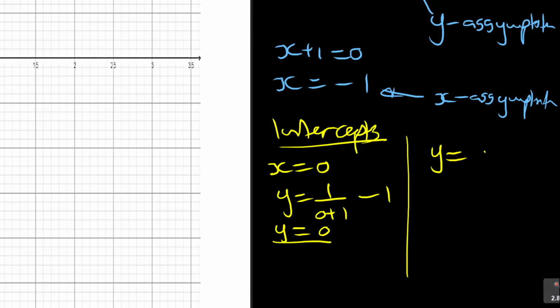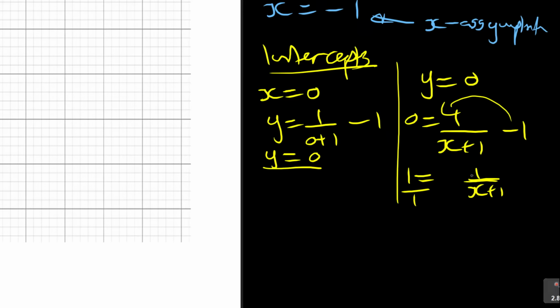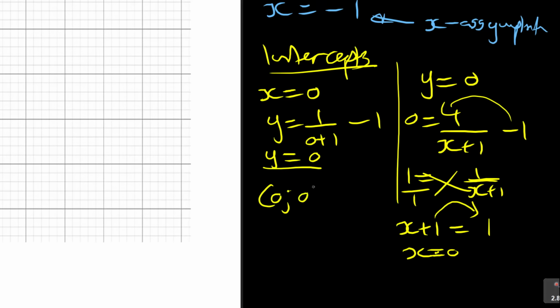When y is equal to 0, you do the same thing. 0 is equal to 1 over x plus 1 minus 1. Take the 1 to the other side. 1 is equal to 1 over x plus 1. Then you can cross multiply, so that you've got x plus 1 is equal to 1, and then x is equal to 0. So in a way, there is a coordinate 0, 0 on both sides, so it doesn't matter.